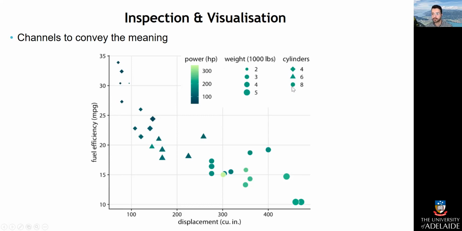So you can use different shapes, for example, for cylinders. You can use the size of the items for the weight, and the color map, for example, going from very yellow or light colors to very dark green colors, to show the horsepower. And you can see at a quick glance, even if none of us are familiar with engine fuel efficiency, that when the displacement is low, fuel efficiency is higher, and those kinds of things. And most of the time, in that area, you're probably dealing with 4-cylinder engines.